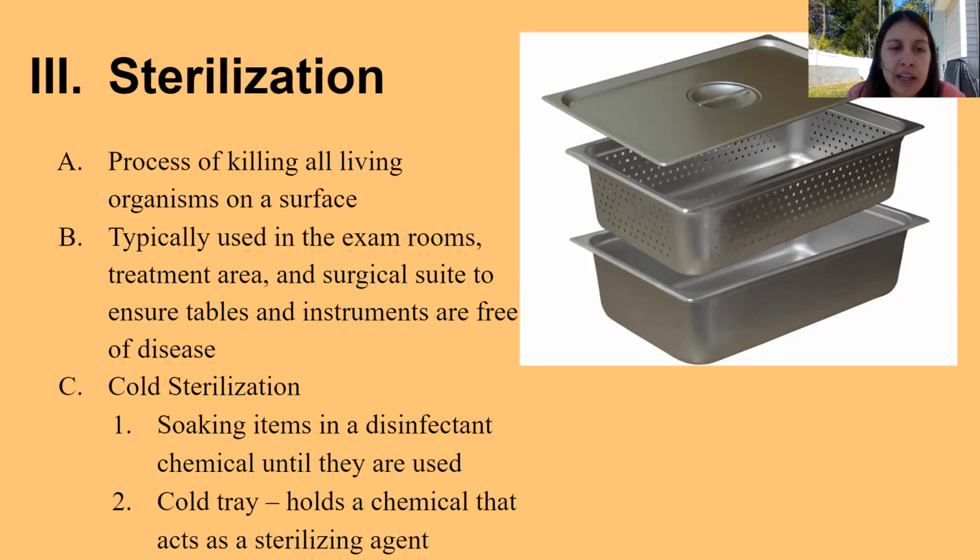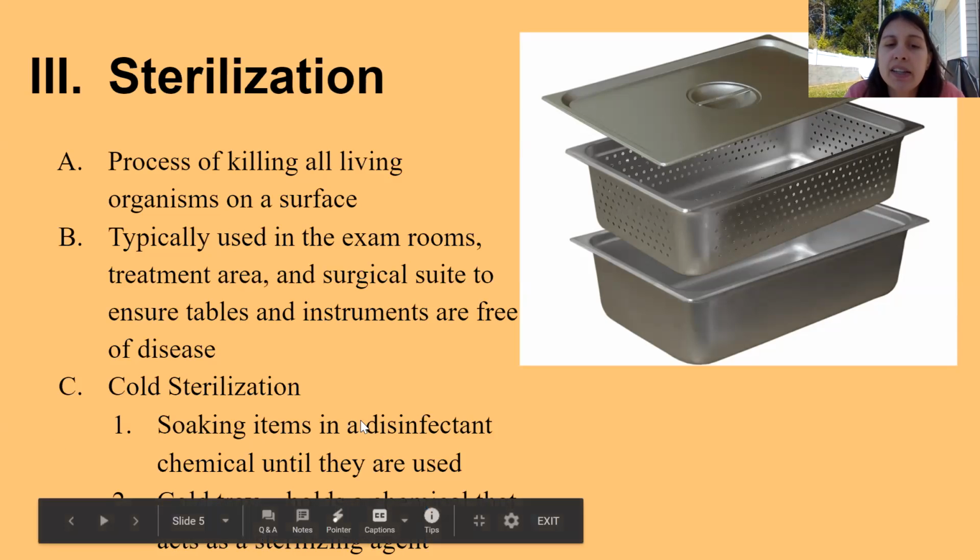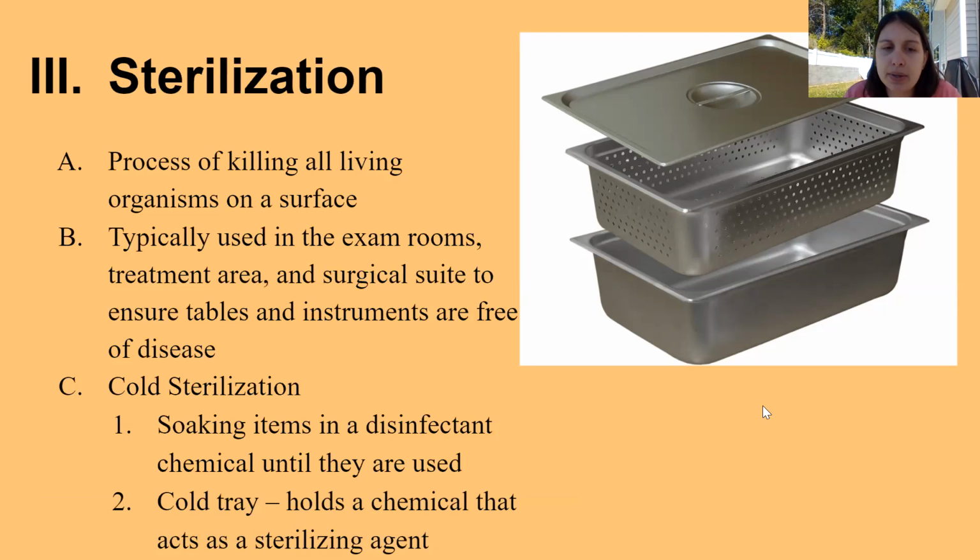Cold sterilization is kind of the opposite of the autoclave. With the autoclave, you wrap everything up, you put it in the autoclave, and it uses very, very high heat and pressure to kill any microorganisms that are on the equipment. With cold sterilization, what you do is you soak the items in a disinfecting chemical until they're ready to be used, and then you put them on a cold tray that holds the chemical that's acting as a sterilizing agent.